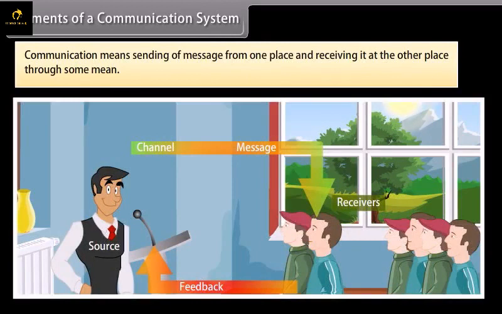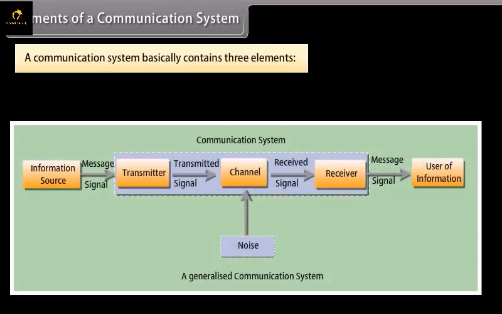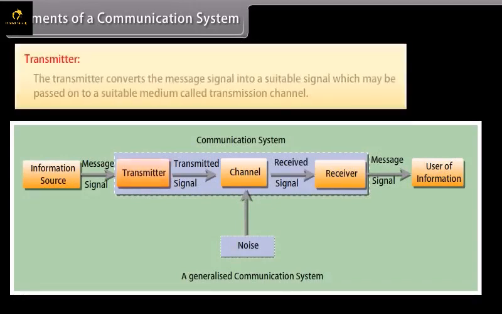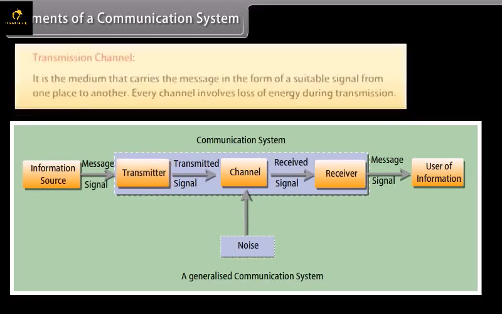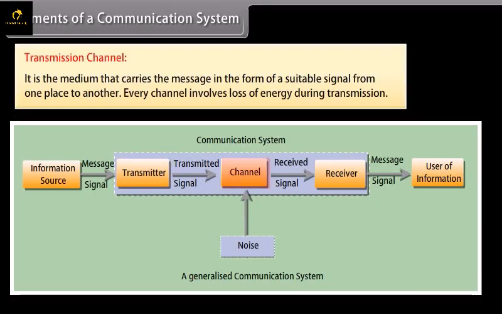Elements of a communication system. Communication means sending of a message from one place and receiving it at the other place through some mean. A communication system basically contains three elements. Transmitter. The transmitter converts the message signal into a suitable signal which may be passed on to a suitable medium called transmission channel. Transmission channel, it is the medium that carries the message in the form of suitable signal from one place to another. Every channel involves loss of energy during transmission.